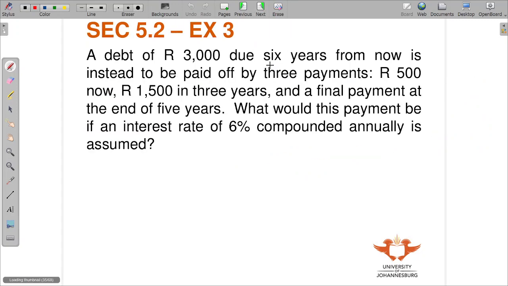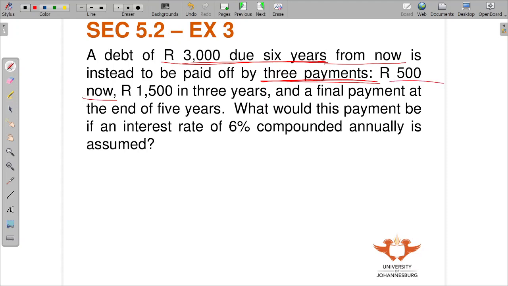Okay, let's take an example. A debt of 3,000 is due in 6 years from now. Now, the time now is 0. Whenever we say now, that is 0. The debt is instead to be paid off by 3 payments.